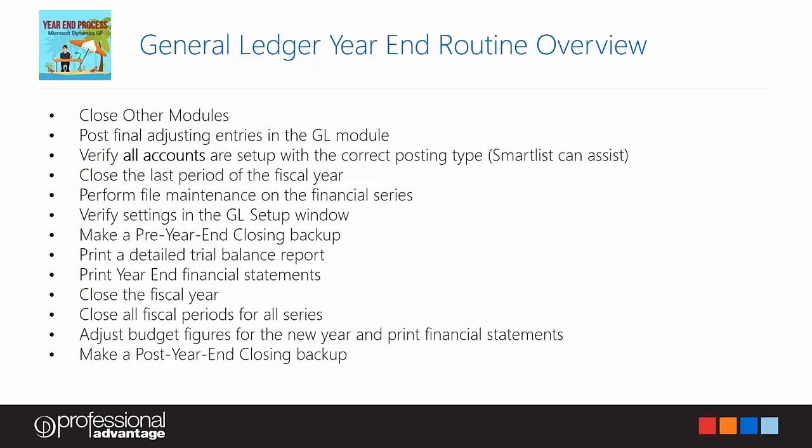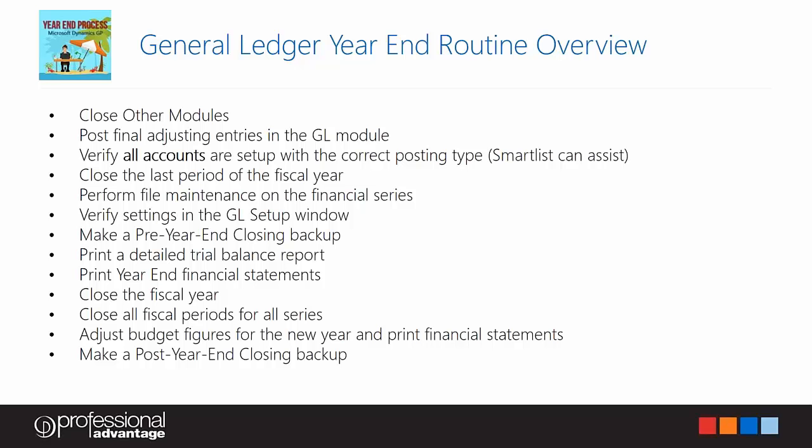Okay, so now we will go through the last part, which is the most important part of the year end, the general ledger. This is an overview of the things that we need to check. As we go through the list, we just want to highlight some key things that you need to take note of, and those are items 3 and 6. That's verifying all accounts are set up with the correct posting type, and we're going to check the general ledger setup window.